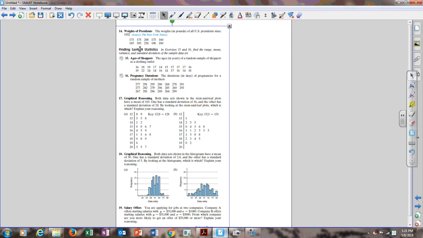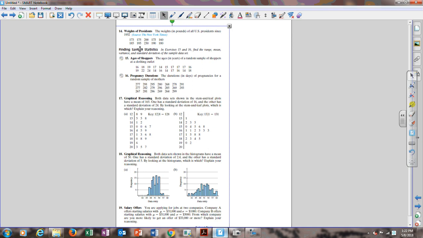Your range, if you scroll down, you can see what your min x and your max x are. So you just do 230 minus 160, gives you 70. And then your variance is taking that 18.44 and squaring it, which gives you 340.03.